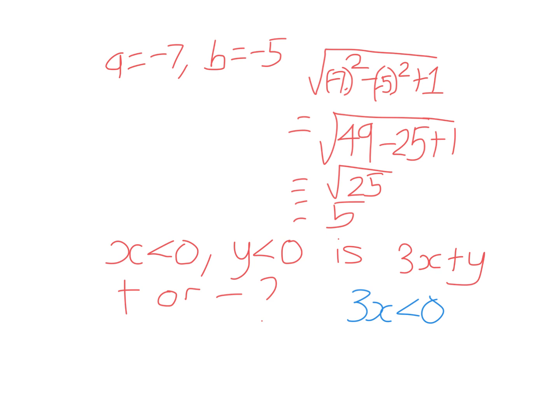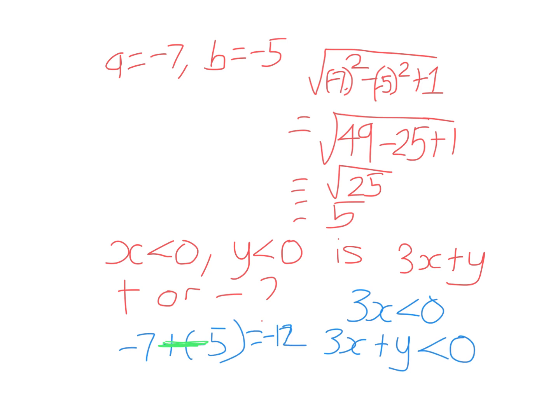So what we have for 3x plus y, we have a negative plus a negative. So a negative plus a negative is negative. For example, if you do -7 plus -5, because the plus and minus turn into a great big minus, a subtraction, this would be -12. If you have a negative plus a negative, it is the same as a negative subtract a positive. Just like here, it's a negative subtract a positive, so the answer is always going to be negative.